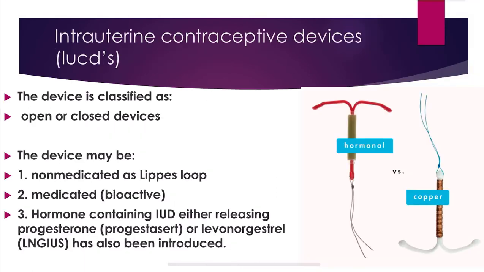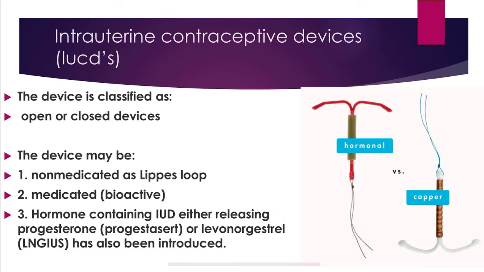Let us move on to the intrauterine contraceptive devices. This device is classified as an open device or a closed device. The intrauterine contraceptive device could be non-medicated, such as Lippes loop. Medicated is bioactive. Hormone containing intrauterine devices are either releasing progesterone, that is progestasert, or levonorgestrel LNG-IUS, which has also been introduced. So guys, the devices are either an open device or a closed device.